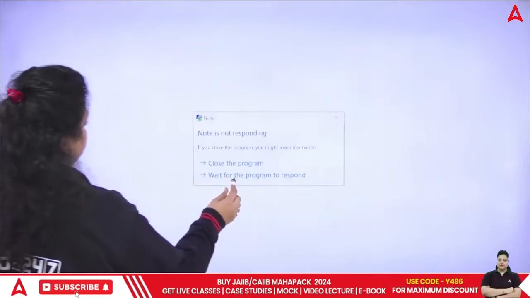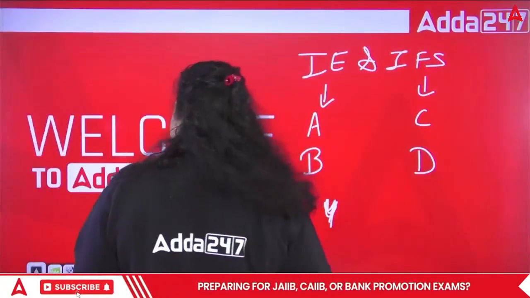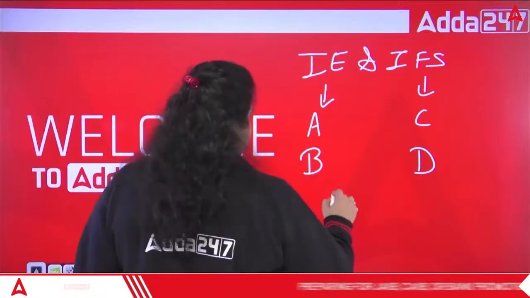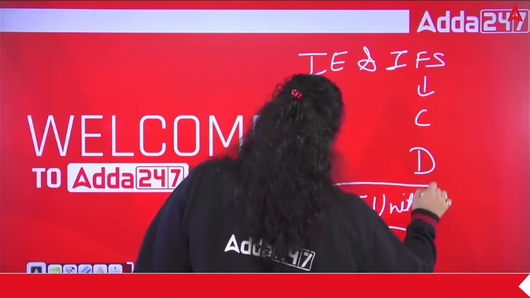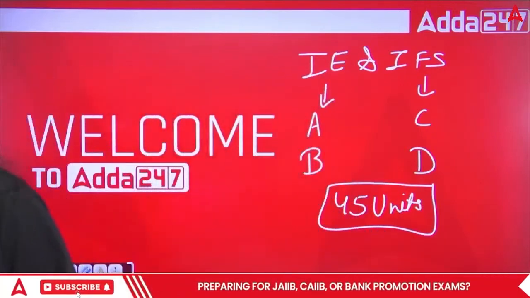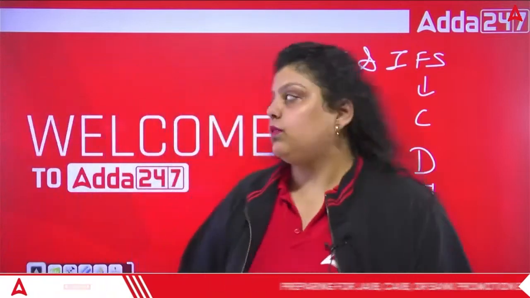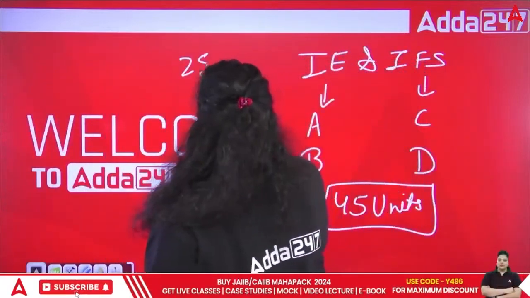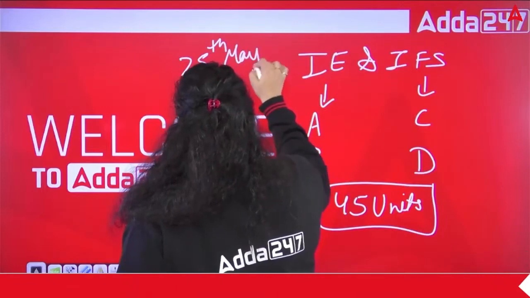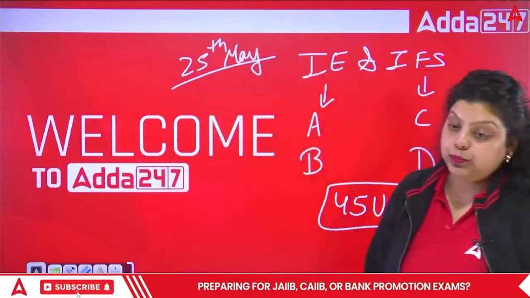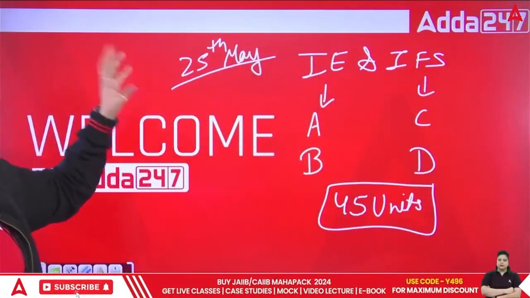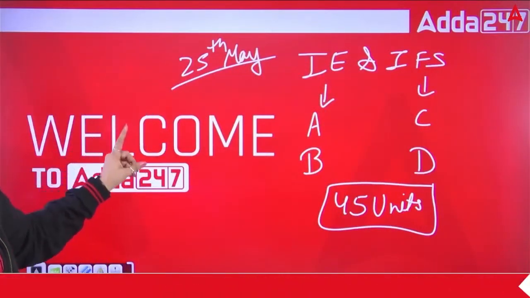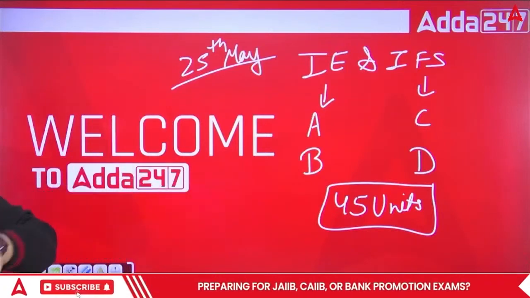Total 45 units are there in this particular subject, and it is a huge syllabus. So it's very important for all of you to start your preparation very seriously for this subject. The paper of this subject will be on 25th of May, but on the next day you also have your PPB paper, so you have to be very clear. Before May, you have to complete the syllabus once, and then you have to start revising in the month of May.